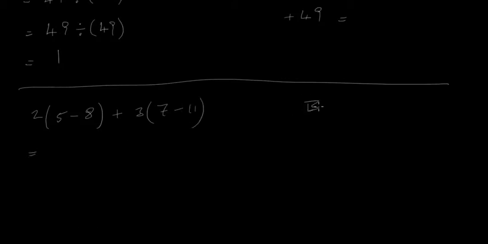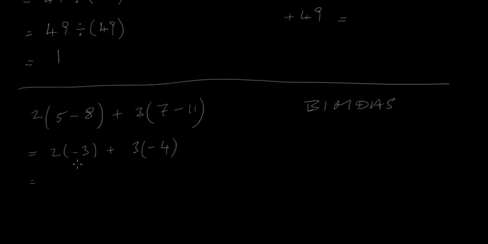So again I'm going to do BIMDAS of course, and I'm going to take brackets first. So I'm only going to do what's inside the brackets. I'm not going to do anything with anything else. So 5 minus 8 here will give me -3. 7 minus 11 will give me -4. Okay, so these are the brackets done. There's nothing else inside the brackets I can do. So I move on to I, which is powers or indices. There are no powers or indices, so I do nothing.